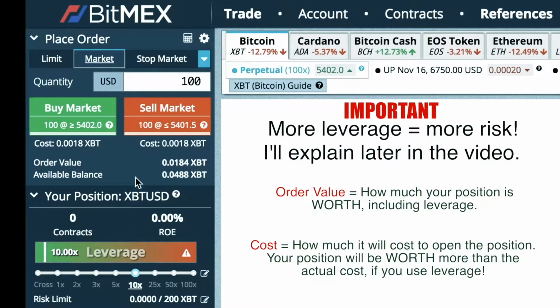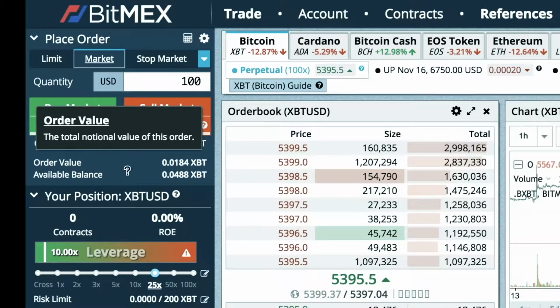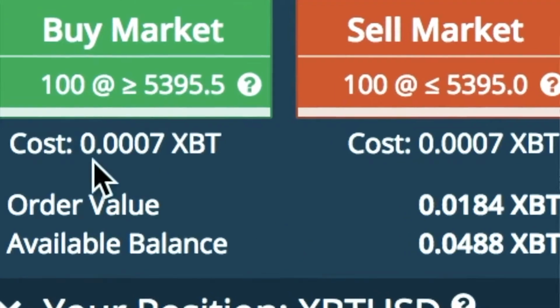So using the leverage does not increase your position, it just decreases the amount of margin you have to put up to have the position open. So this means that if I push 25x leverage here, for example, you're going to see the same thing here. The order value is still the same, but the cost went down even lower, as you can see.